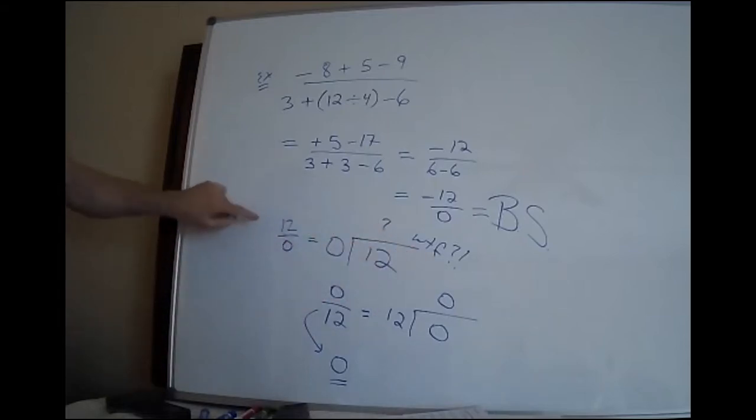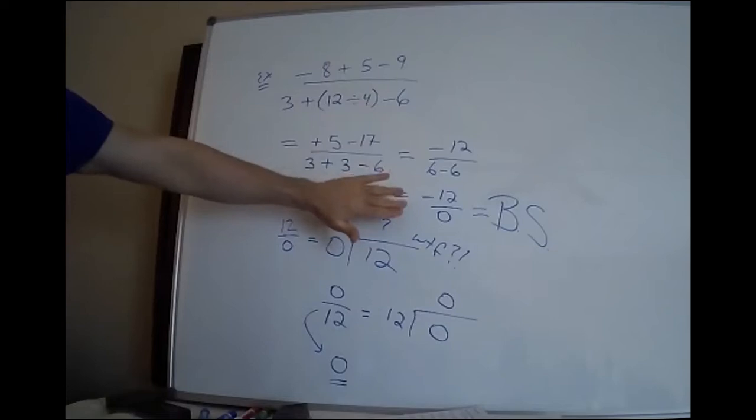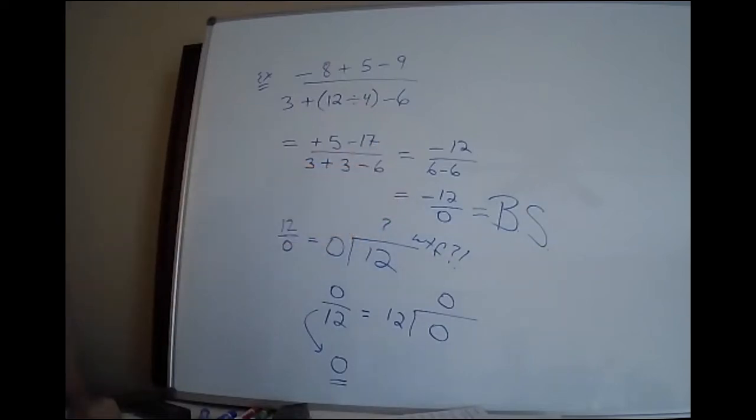But the other one doesn't work. You can't do 12 divided by 0, or 13 divided by 0, or negative 12 divided by 0. It doesn't work. 0 on the bottom is undefined. All right, this doesn't work. It's BS, bogus solution. All right, so you just eliminate it.